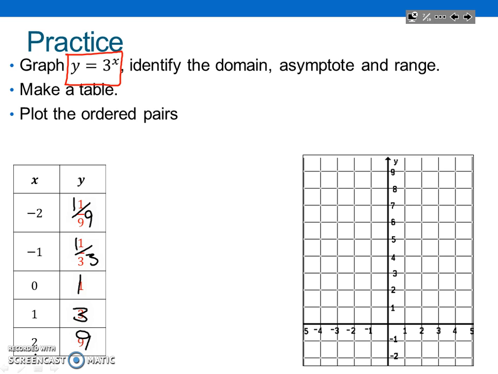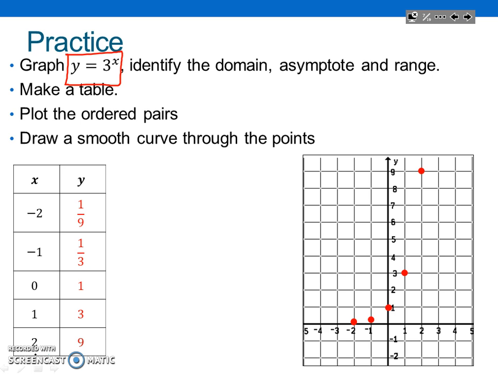Okay, so I've got my graph over here. I'm going to graph (-2, 1/9), (-1, 1/3), (0, 1), (1, 3), and (2, 9). Okay, and after I graph those, I'm going to connect those points. And we saw on that last one that we did, it's a smooth curve that connects all of those points there.